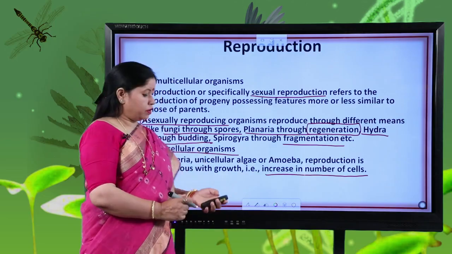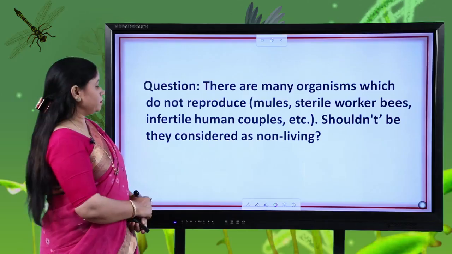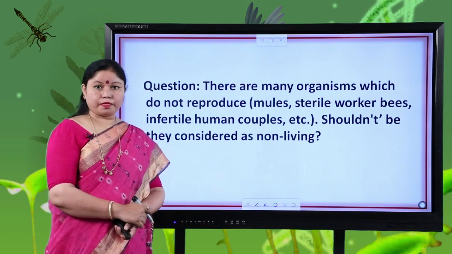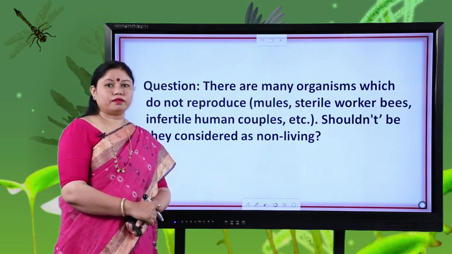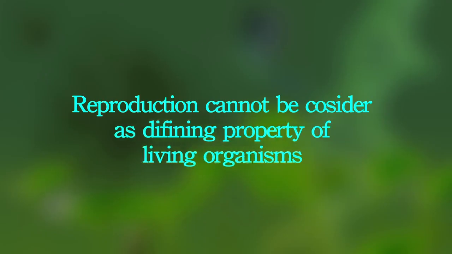But is it so? Let me ask you a question. There are many organisms which do not reproduce. For example, mules, sterile worker bees in a beehive who never reproduce. It is the queen that has the ability to reproduce in the hive. And even infertile human couples, they are never able to produce their progeny. So what is it? Are they non-living? Shouldn't they be considered as non-living? No, they are living. What does that mean? That reproduction cannot be considered as a defining property of living organisms, right?